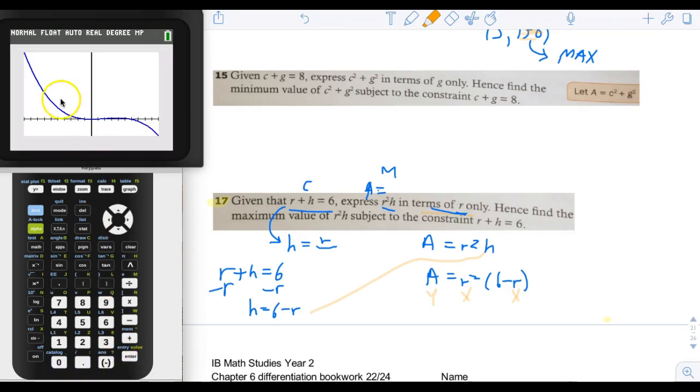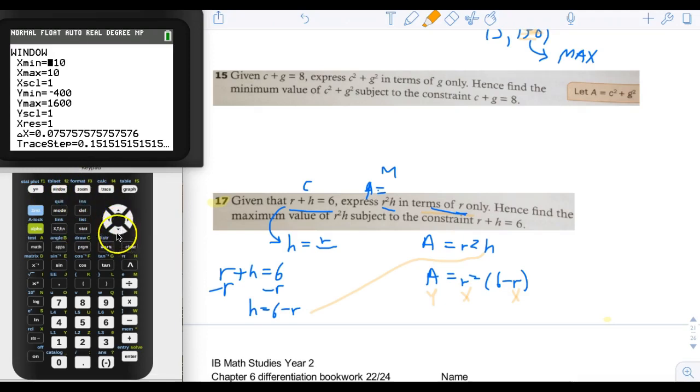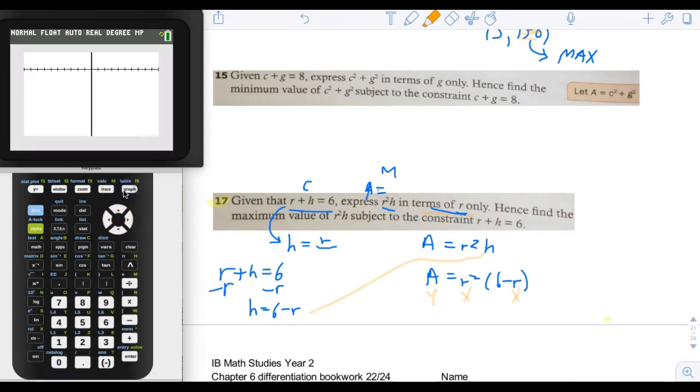Okay. Maybe this is a little bit too high, so I'm going to change the window because I can barely see my maximum here. I want a maximum value, so it would be around here. I can't really see it. So what if I make the maximum Y value like 50 or something? So let's do window and look at the maximum Y value. It's 1600, my gosh. I think that's a little excessive. What if I make it like 100? Okay, now we're going to find this maximum point.